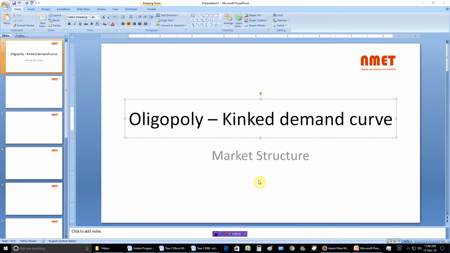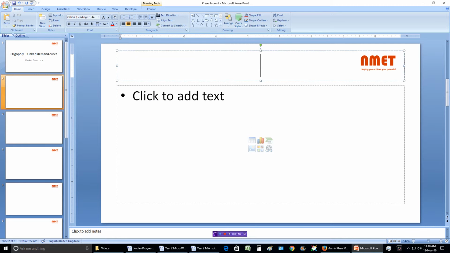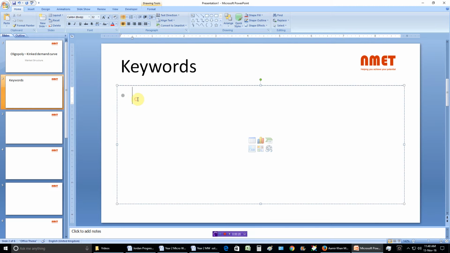Right, welcome to my video for market structure, Oligopoly. And today what we are going to do is learn about the kinked demand curve with my student. Okay, some of the keywords in the kinked demand curve is the interdependent behavior.